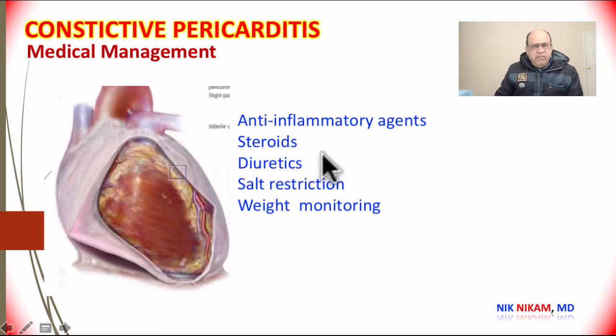Medical management of patients with constrictive pericarditis. In the early stages, when there is no evidence of impaired left ventricular filling, some of these patients may be treated with anti-inflammatory agents and steroids to minimize the amount of inflammation and thus reduce any further worsening of pericarditis. If there is any evidence of fluid accumulation, congestion, and edema, they can be treated with diuretics and salt restriction. Again, weight monitoring will be helpful in seeing how these patients retain fluid.